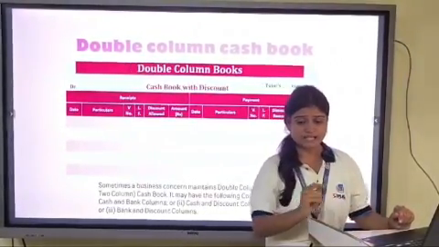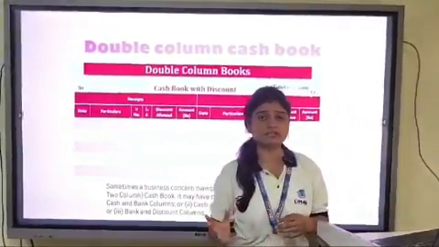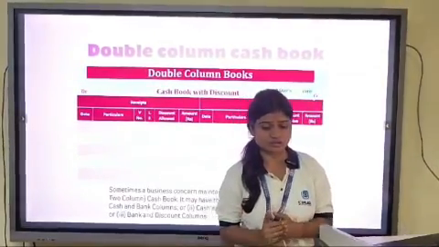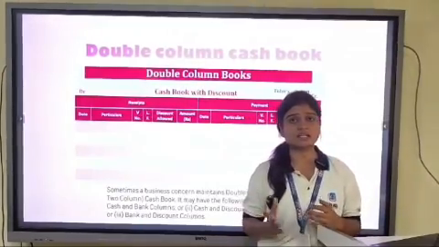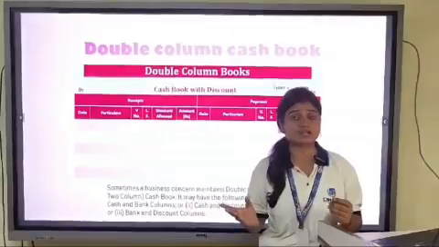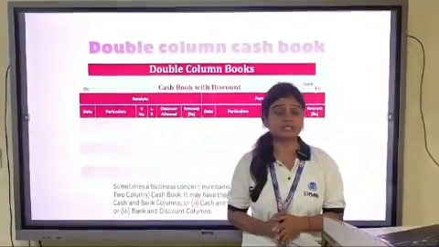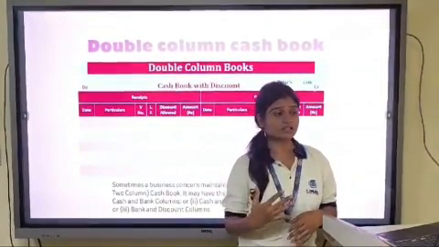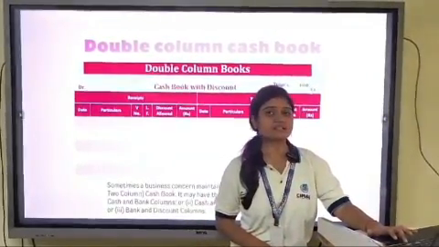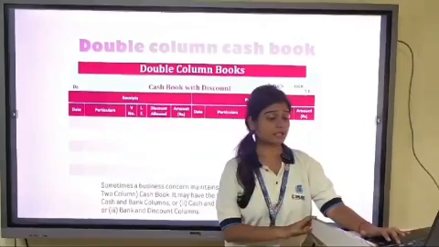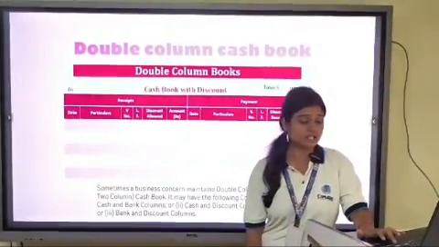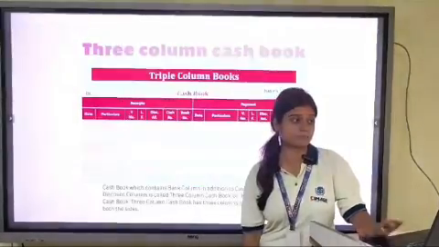The double column cash book provides a clear picture of both cash and bank transactions, or we can say the discount transactions. It is used to reconcile the bank or cash transactions, and sometimes also to record transactions dealt with by the firm related to discounts. So this is the double column cash book, and now I want to hand over to my team member Roshni Raj to explain the third type, the triple column cash book.